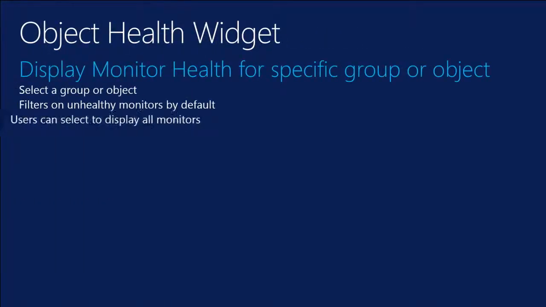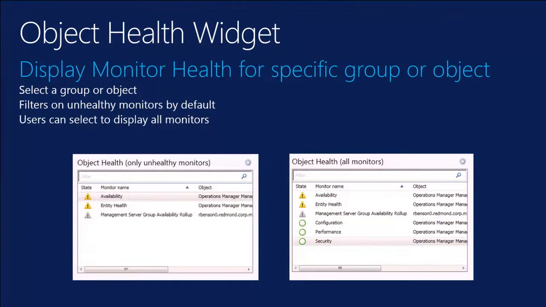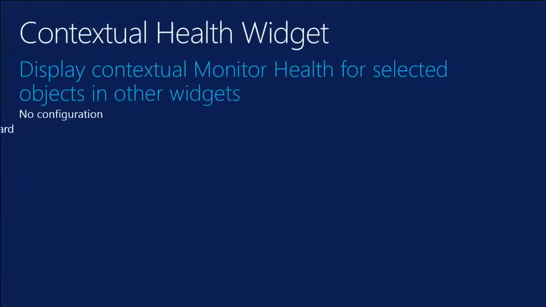Next, we introduce the Object Health widget. Now, this widget, again, you need to specify a group or an object, but then this widget will display all the unhealthy monitors associated with that object. You can personalize it and deselect the filter, and then you are able to see all the monitors associated with that object. Pretty useful, but again, it's a little bit static. It's defined for just one object or a group. It'd be great if I could actually select a different object elsewhere in my dashboard and see contextual health.